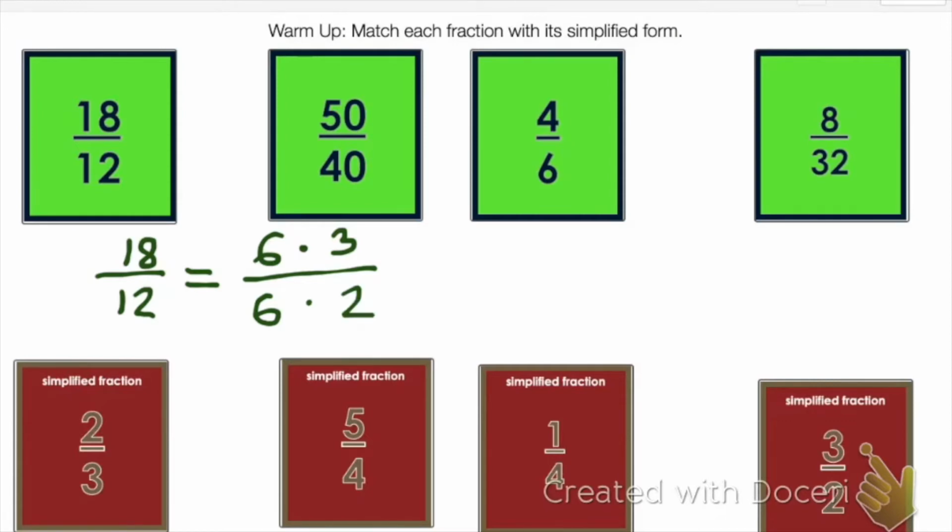So now if you look at top and bottom, we both have 6, so let's cancel those 6. So what's left in the numerator? 3. And what's left in the denominator is 2. So 3 over 2 is the simplified form of 18 over 12.